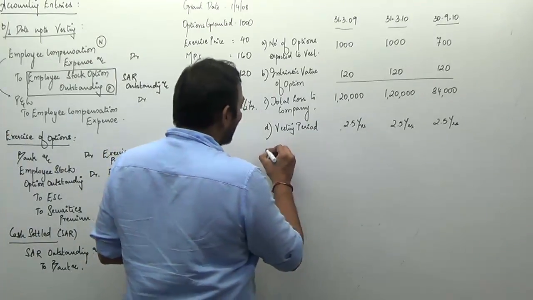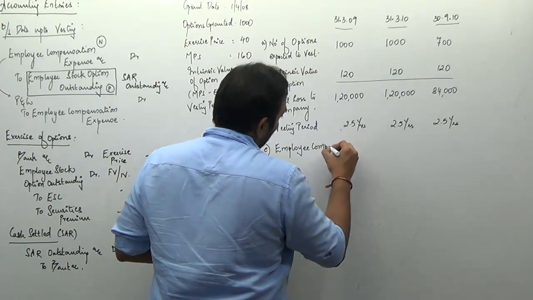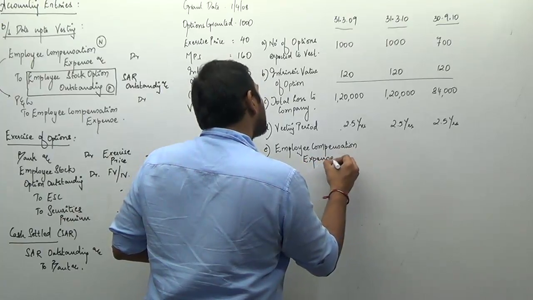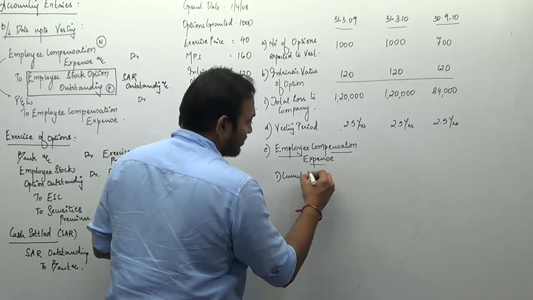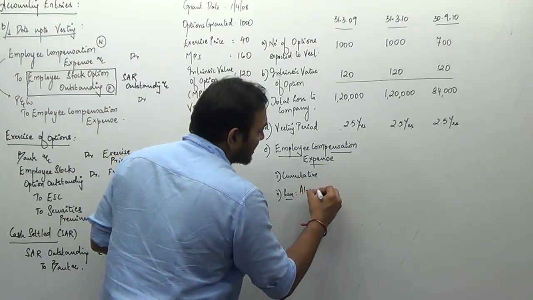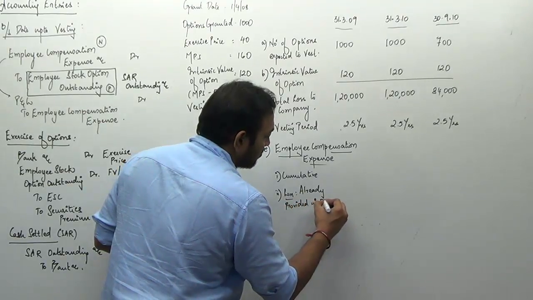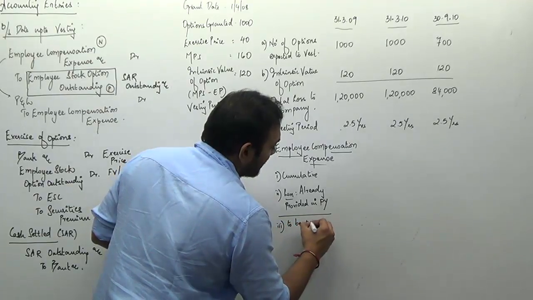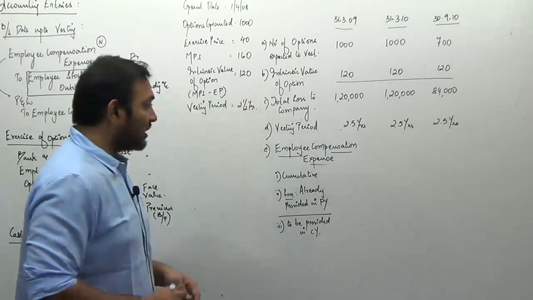Yes guys, when you know the vesting period, now you need employee compensation expense. How do we calculate this employee compensation expense? Let's split this into three parts now. Employee compensation expense on a cumulative basis, minus less already provided in the previous year. This will give us a balance to be provided in the current year. That is what we want. That is the amount of provision to be recorded in the current year.